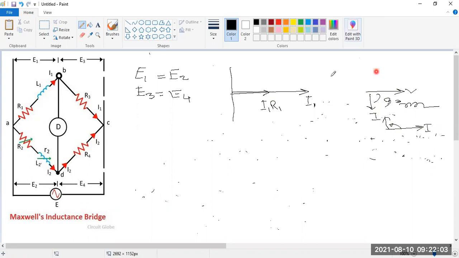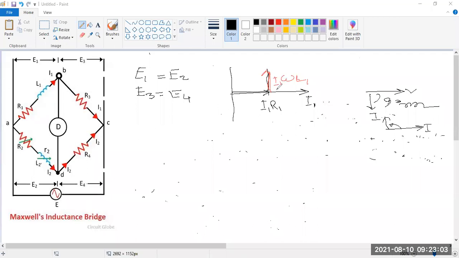You can see here, this is I1 R1 and this is due to omega L. This is I1 omega L1, because this is the potential drop across the inductance. So it is 90-degree leading by this current.